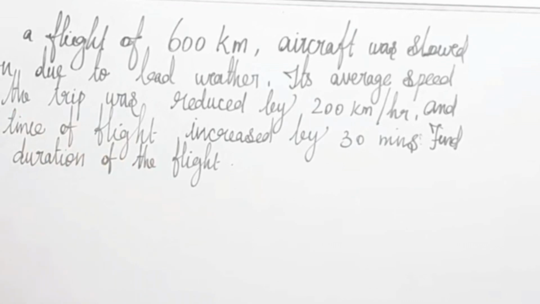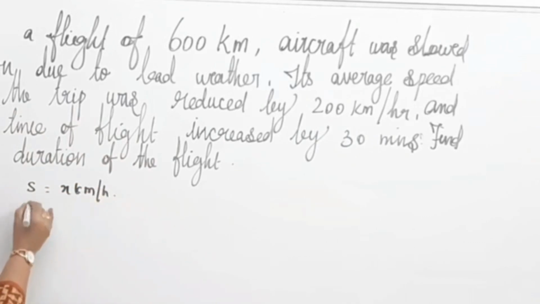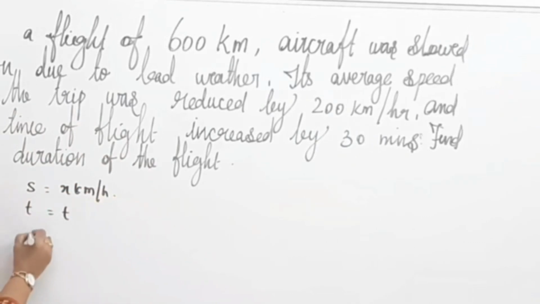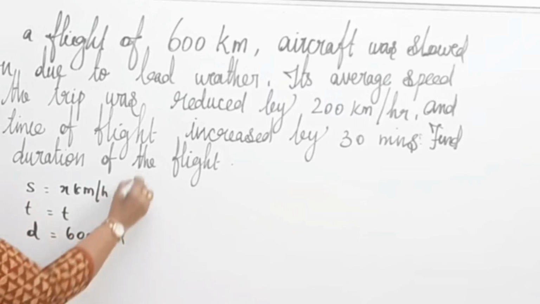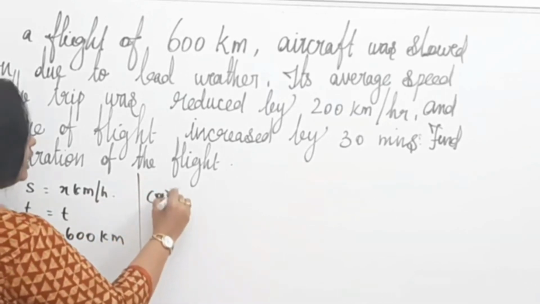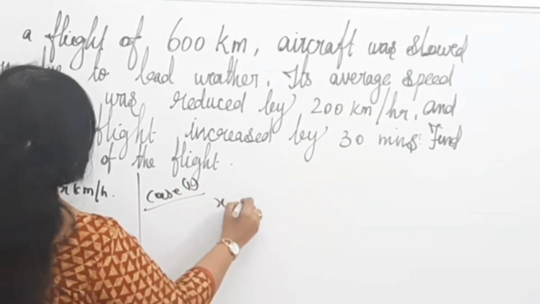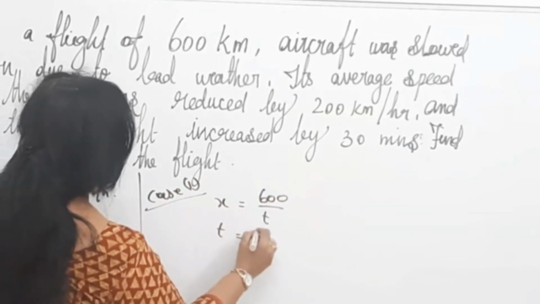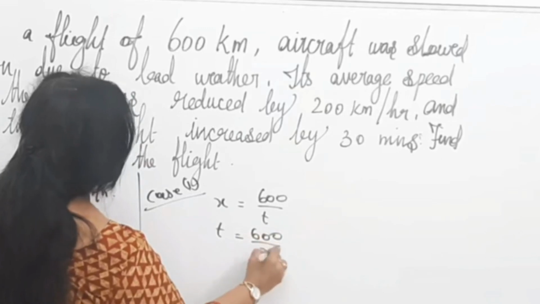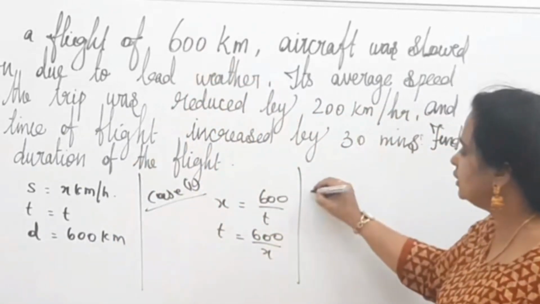So now my speed is equal to x kilometers per hour, my time is the usual time t, and my distance is 600 kilometers. Now in case 1, nothing is happening. In case 1, x = 600/t, where t = 600/x. But in case 2, the information is given.